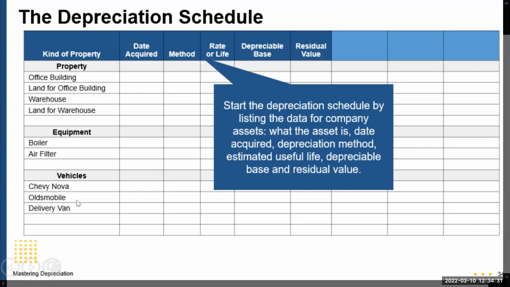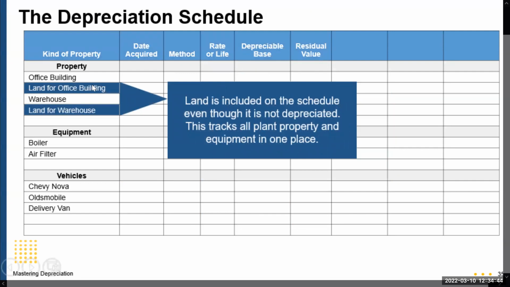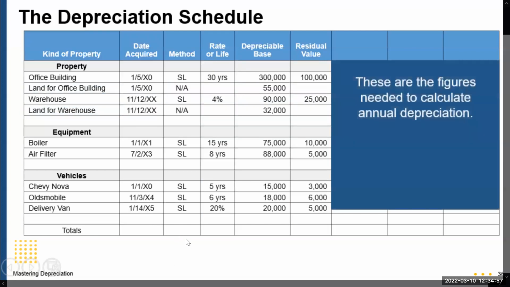Let's see. So we have all our assets listed here. We've got the date we bought it, what method we're using, the life or rate, the depreciable base, and residual value. So all of those things will be in there. Land does go on the schedule, even though it's not depreciated, because we want our total down here to match our total assets. So that's why it's put in here, even though we're not going to depreciate it. So all of this information is the information you need to calculate your depreciation and the information you will need to keep. So when you put it in your system, you can get one of these nice little schedules out, and it tells you the cost, the residual value, and the life in order to calculate your depreciation.